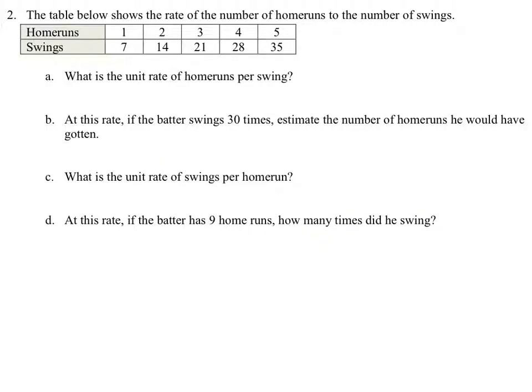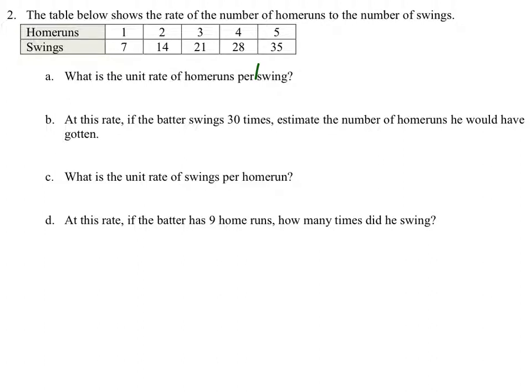All right, the table shows the rate of number of home runs to the number of swings. And right there, it did give us the unit rate with 7 swings for 1 home run. So we should be able to change this to home runs per, again, it may be helpful to see that as 1 swing. So home runs per swing.